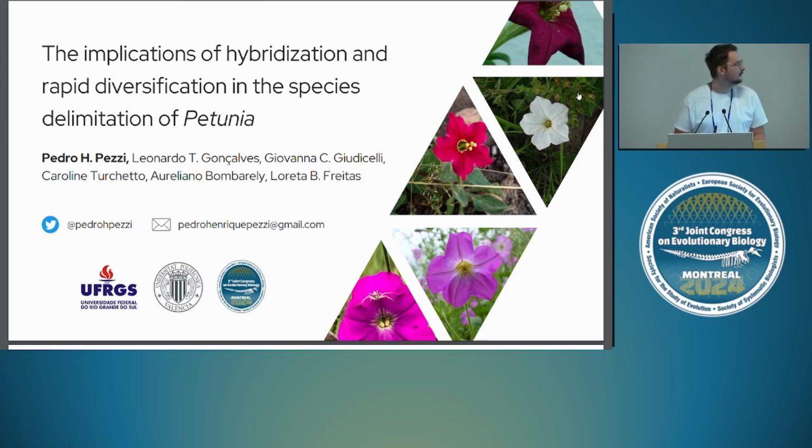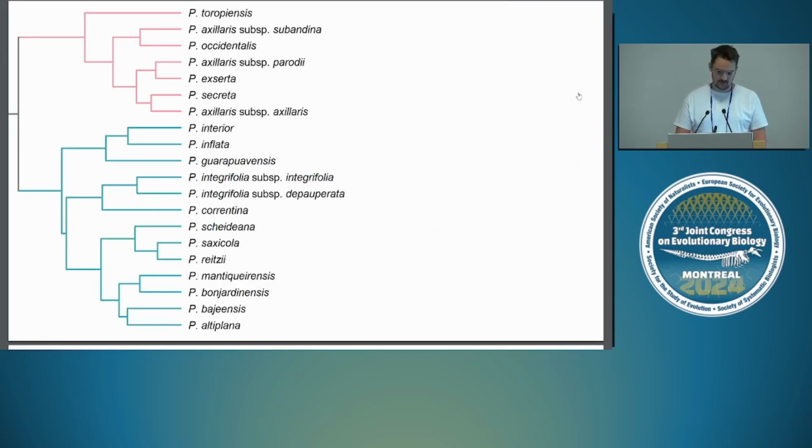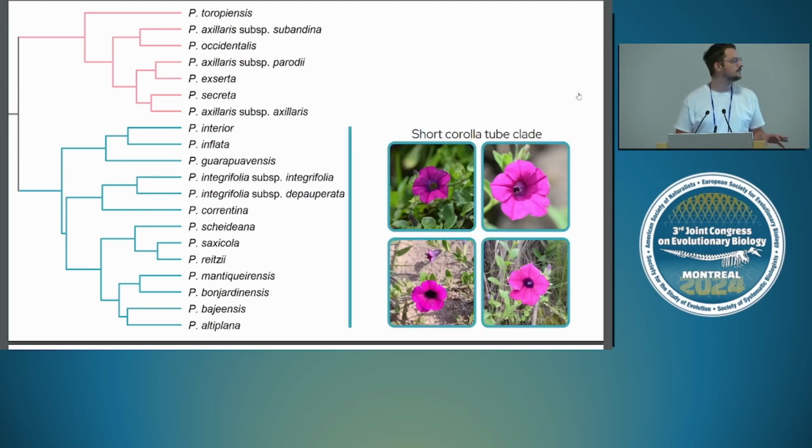So I'm going to talk about how hybridization and rapid diversification can impact species delimitation in Petunia. First, probably all of you know what a Petunia looks like, but you probably know Petunia hybrida, which is used in gardens everywhere. But the wild species are divided mainly into two groups.